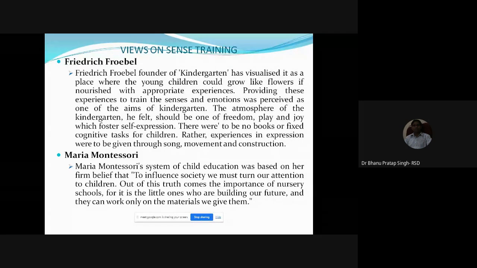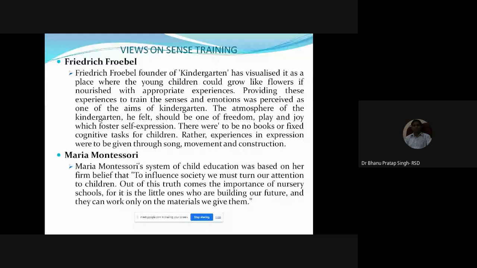Similarly, another educationist, all of you know more about Montessori, because we have discussed Maria Montessori many times: when she came, what she did, and what the contribution of Maria Montessori was. But what did she say about sense training? Maria Montessori's system of education was based on her firm belief that to influence society we must turn to the child.